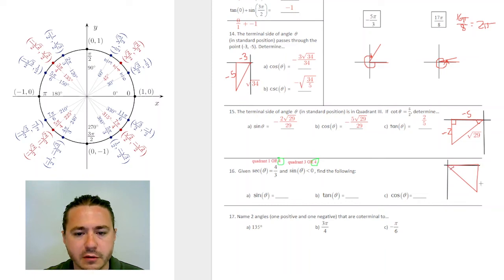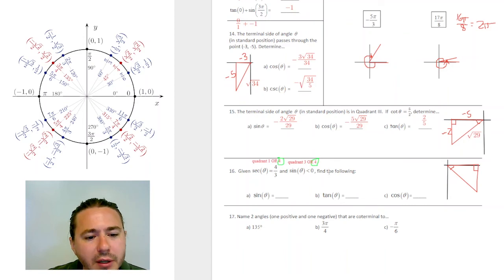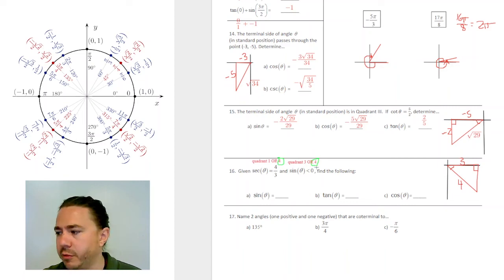There's my reference angle right there. It's supposed to be a right angle. Okay, so secant is the reciprocal of cosine. Cosine is adjacent over hypotenuse, so this is actually hypotenuse over adjacent. So the hypotenuse is 4, adjacent is 3. We can use the Pythagorean theorem once again to figure out this side.